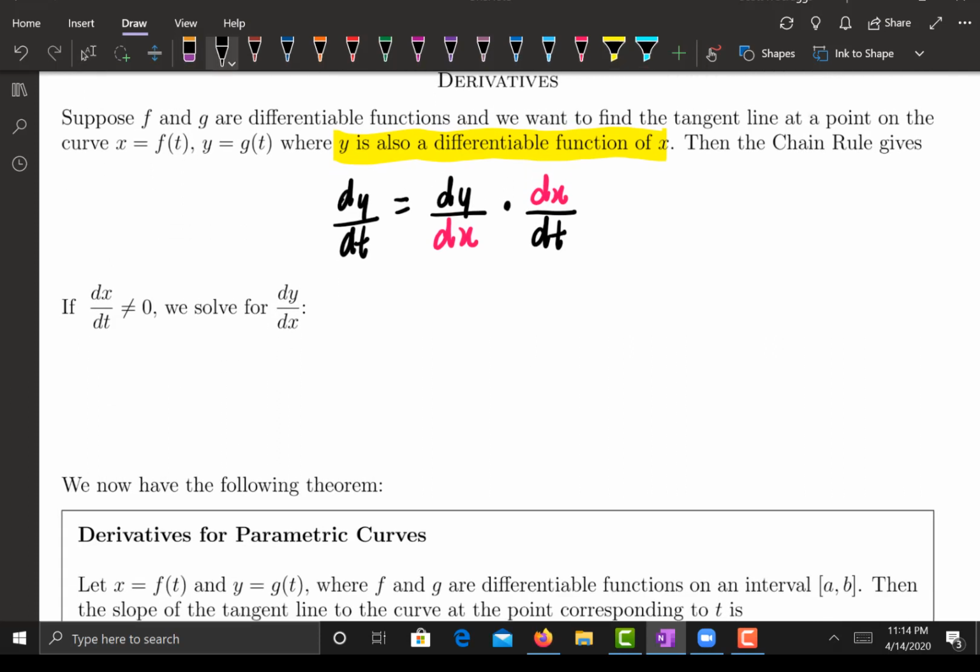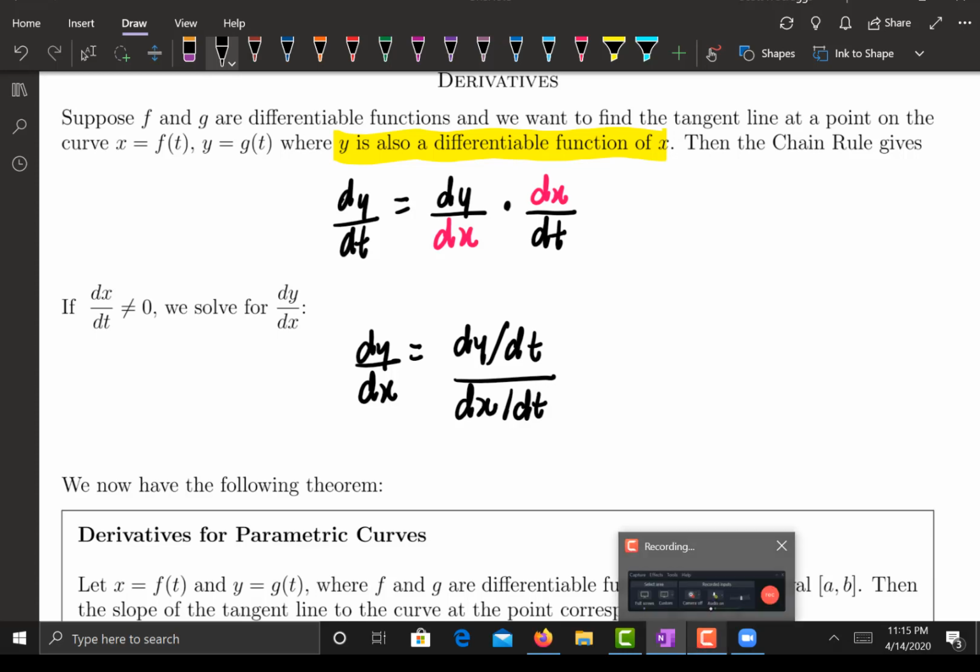And now I claim that since we now have dy dx, I can solve for this if I know that the derivative of x with respect to t does not equal 0. And I get that by dividing by dx dt, meaning I can define a normal derivative that we dealt with back in Cal 1 and rewrite it in terms of parametric equations as follows: dy dt over dx dt.